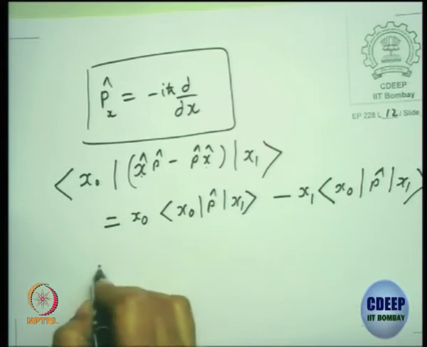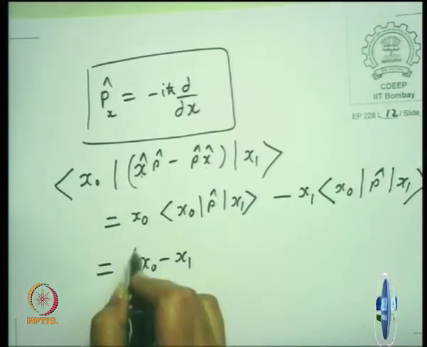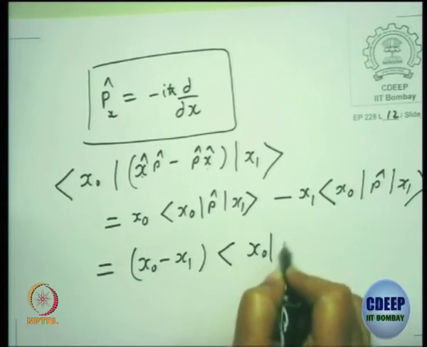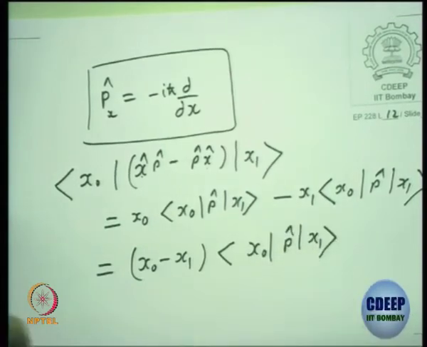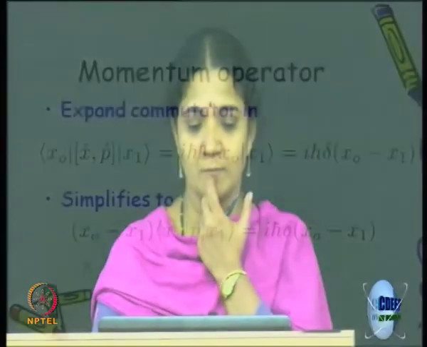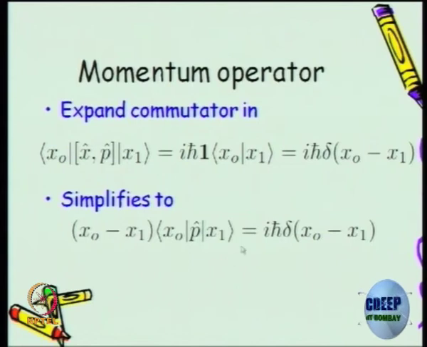Simplify this, it is x naught minus x1 times the matrix element of the P operator in the position basis. Steps clear to you? So this is the result we have to use for the commutator, and let's look at the simplified equation here. The commutator will be simplified as x0 minus x1 times the matrix element of the momentum operator between x0 and x1. And the right hand side is nothing but your Dirac delta function.